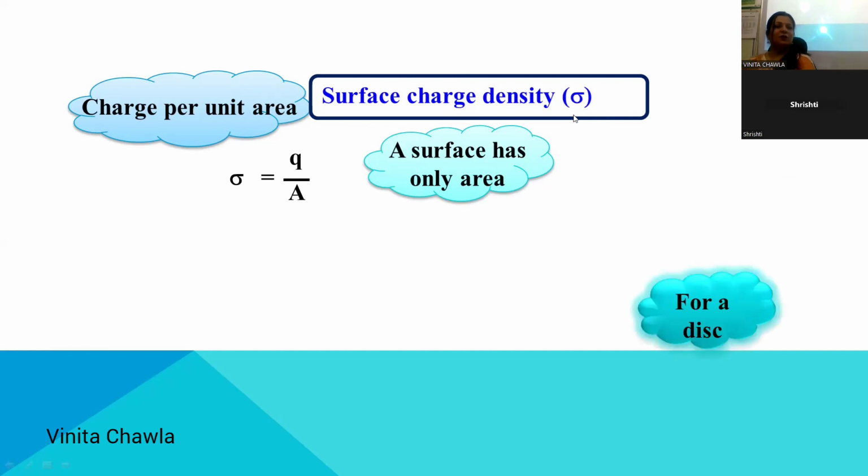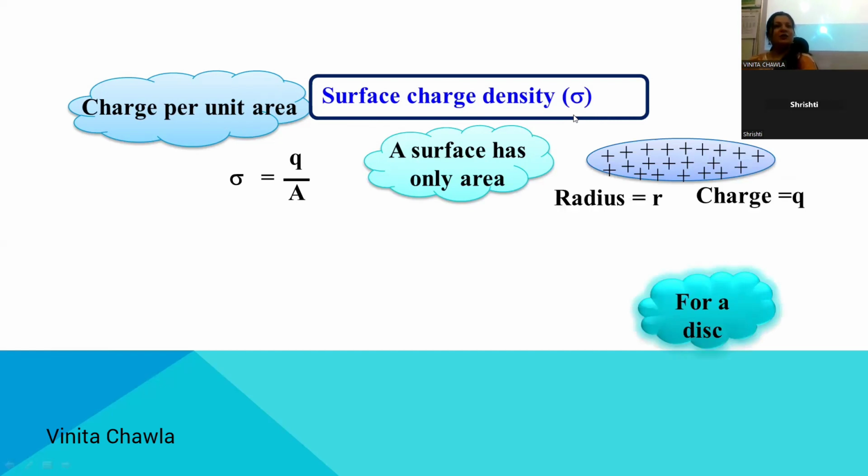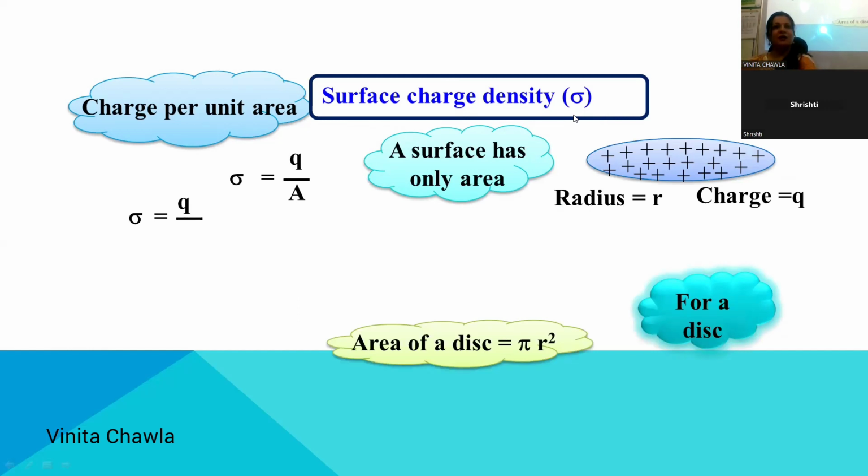For a disk, suppose charge is distributed uniformly over the surface of the disk, its radius is r, and charge is q. So we take sigma as q by the area. Because it is circular in shape, the area of the disk is pi r square. So sigma is q by pi r square.